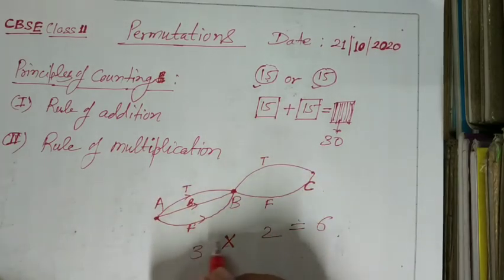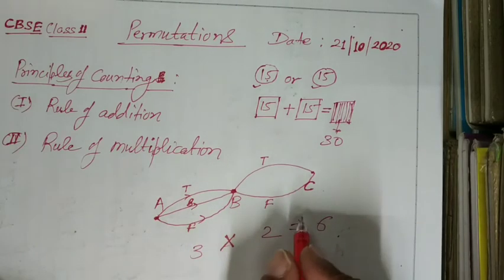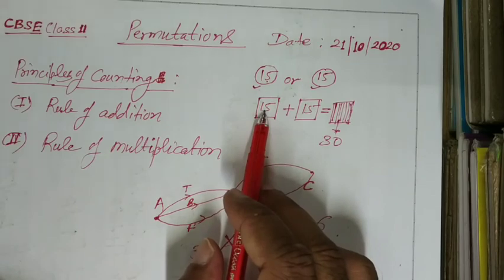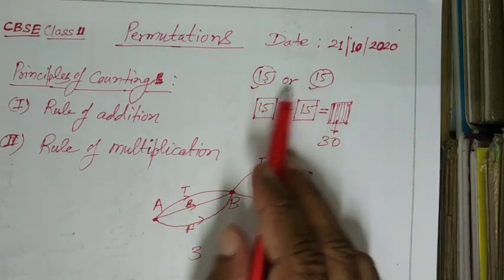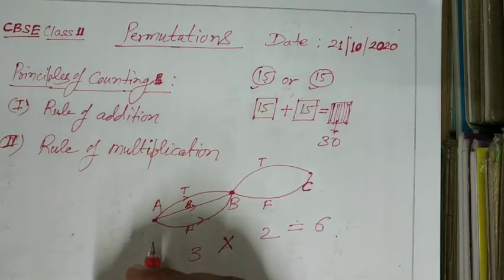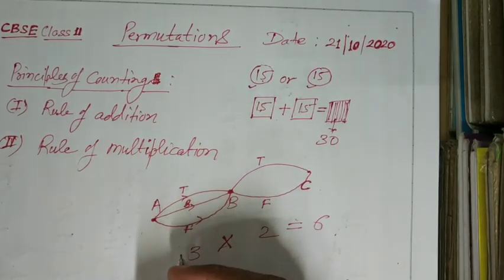This is the law of multiplication, where multiple components are required to complete one task, so all those numbers of ways are multiplied. And if any one way can be used to complete the task, all such ways are counted by the rule of addition. So I hope this principle of counting is clear.